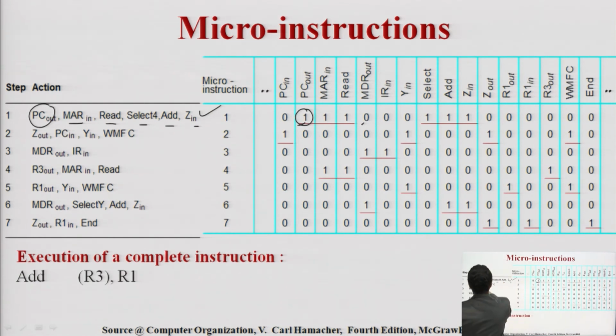You can see here PC out is 1, MAR in is 1. So based on these 7 instructions, 7 codes, we are seeing these are the operations, these are the functions mentioned in F1, F2 and F3. So we are putting the value 1 for all those operations which are in execution, and if we don't want to execute that operation, then that value is 0.